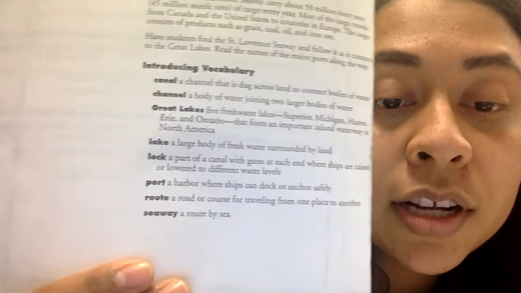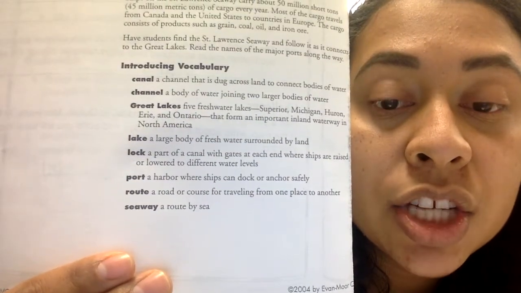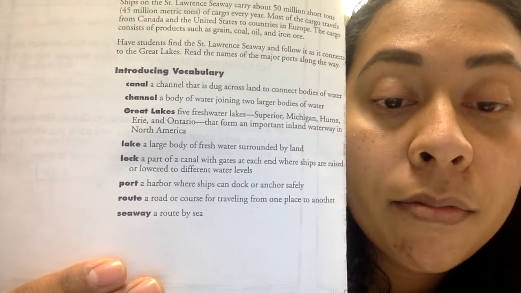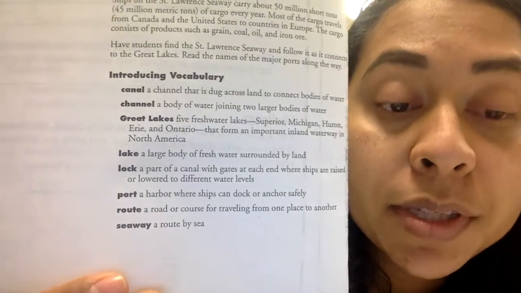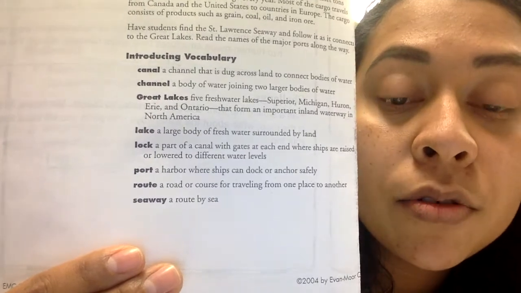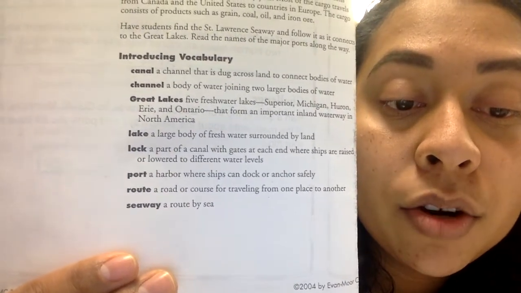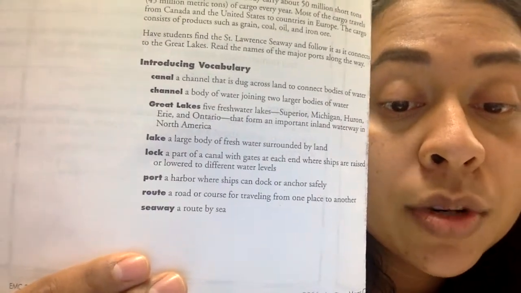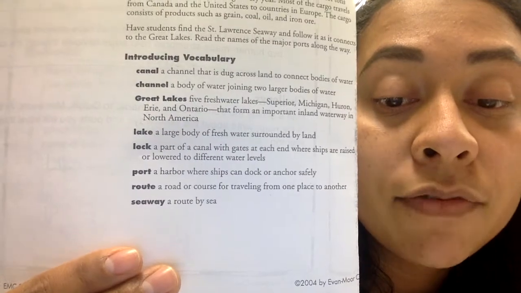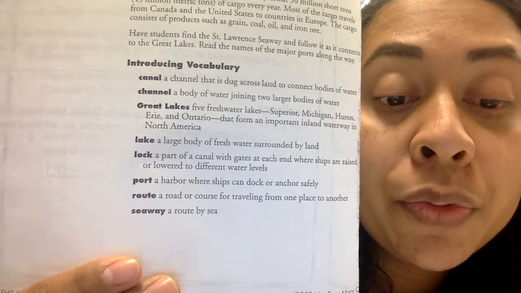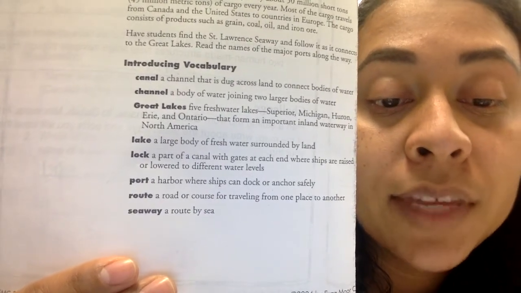Lock. A part of a canal with gates at each end where ships are raised or lowered to different water levels. So it's like an elevator for ships. Port. A harbor where ships can dock or anchor safely. Route. A road or course for traveling from one place to another. Seaway. A route by sea. Okay, that is our reading. So now let's look at our map.